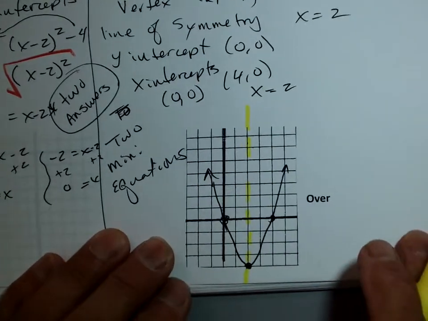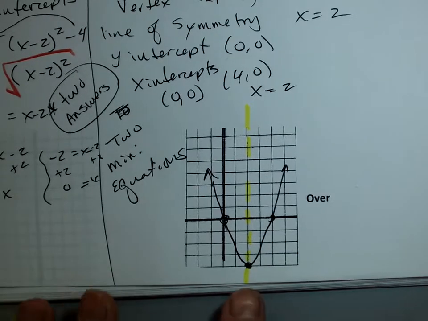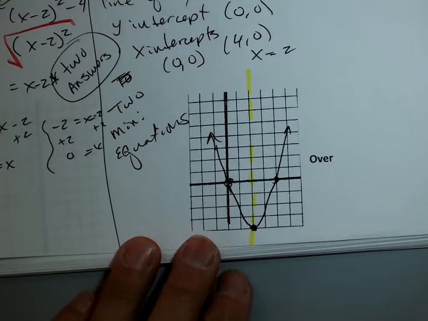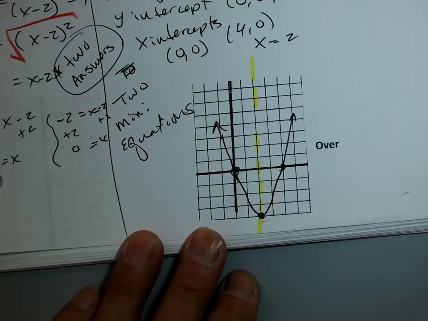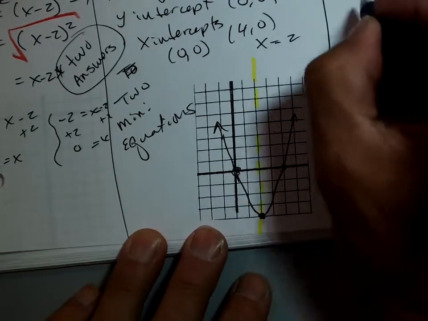Where is it going up? And where is it going down? So it's going right at the vertex. Are we looking at the vertex here? Okay, right there's the vertex. Where's it going up? From here over, right? So increasing, write this down. Increasing.